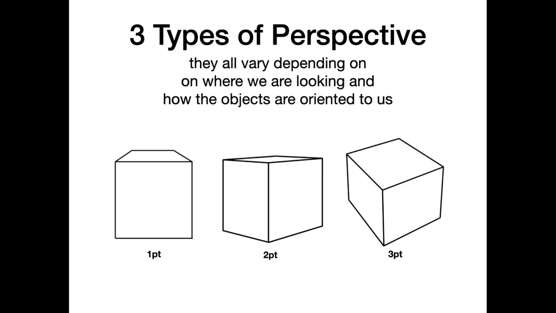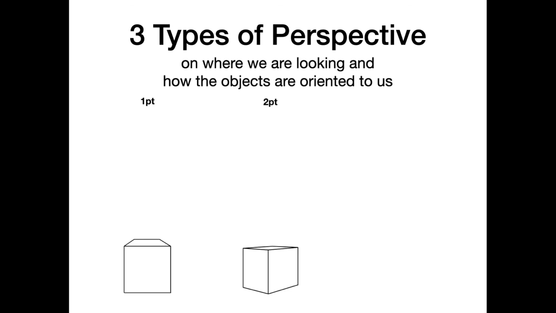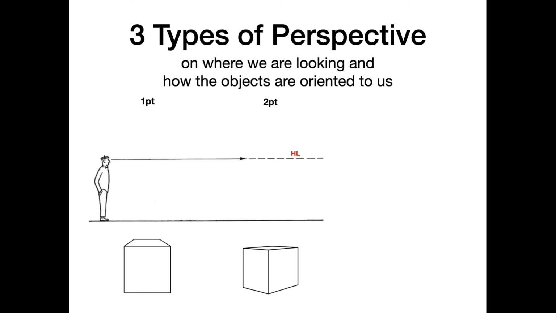So why do we have three different types of perspective? It all depends on where we are looking and how the objects are oriented to us. That's why we can't move and can't change our station point in the middle of the drawing. Changing where we are can change the perspective. 1 and 2 point perspective are the simplest, and they have one big thing in common. In 1 and 2 point perspective, your line of sight is always looking straight ahead. You are not looking up and down. You're looking straight ahead at the horizon line.